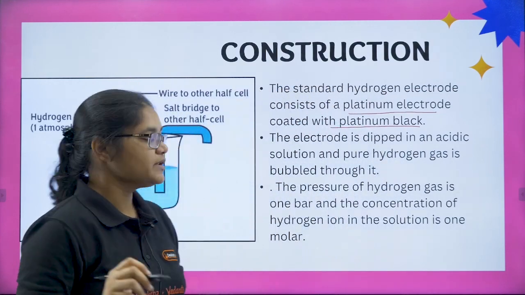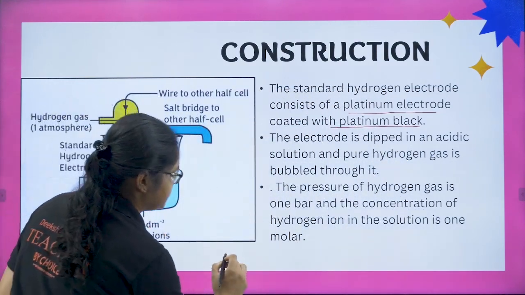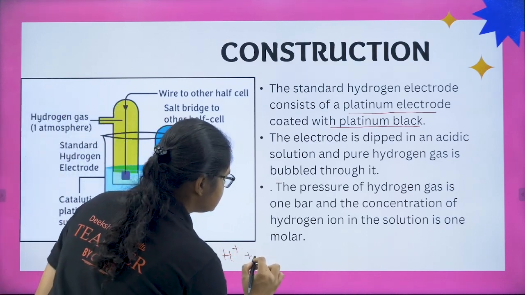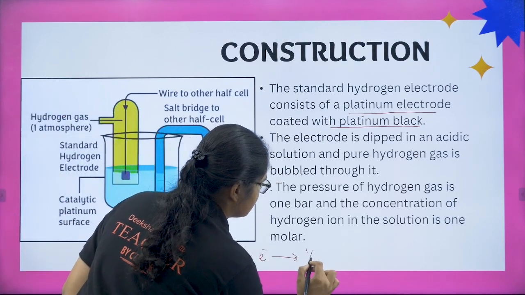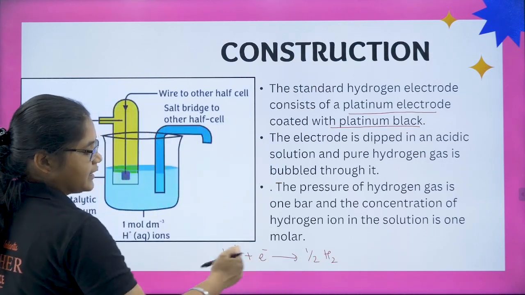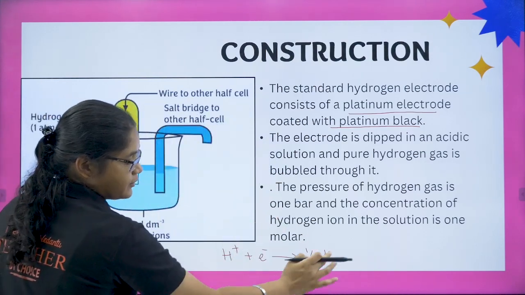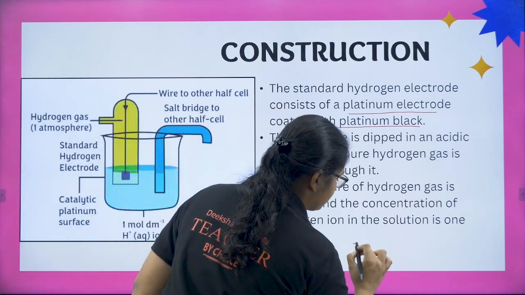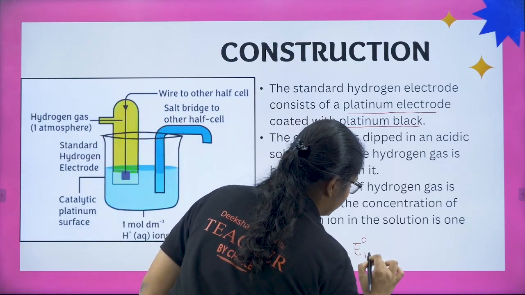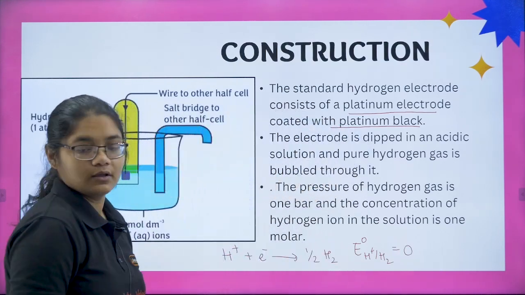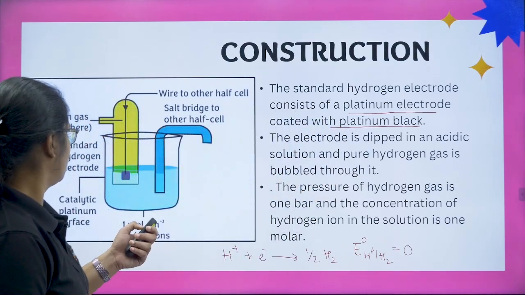What is that reaction? So what happens? The H plus present in the solution gains 1 electron and gets converted to half H2. So this is a reduction reaction happening here. The potential of this particular electrode, E naught value of H plus to H2, is considered as 0. Clear? Fine.